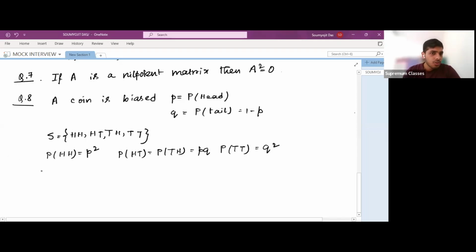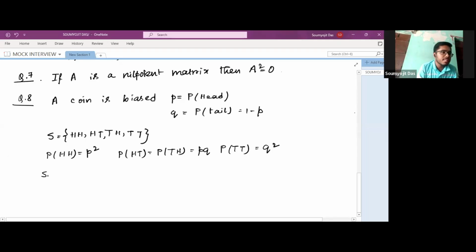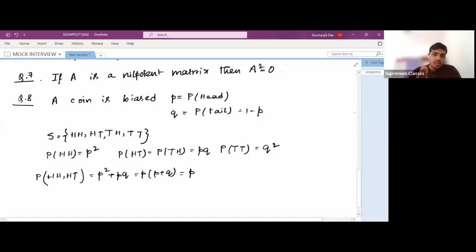Sir, if I consider HH and TT as one favorable outcome, then the probability of this will be P square plus Q square. It will again equal P. We are trying to eliminate the P out of the equation, right? Yes, sir.